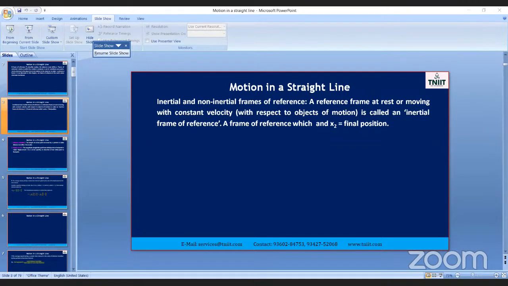One is uniform speed. So what is uniform speed? Uniform speed is the one where the particle covers equal distances in equal intervals of time. If the particle covers equal distances in equal intervals of time, then we say it is uniform speed.